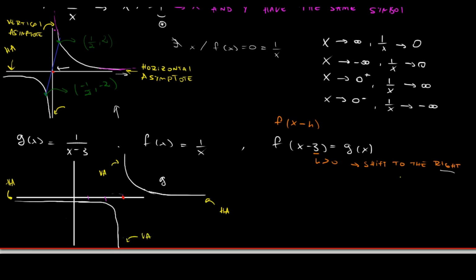But as the shift was towards the right, then the vertical asymptotes were also shifted 3 units. Now the vertical asymptotes are in x equals 3. And this is because g of x will be defined whenever x minus 3 is different than 0. And this is when x is different to 3. So when x equals 3, g of x is not defined. And that is the definition of a vertical asymptote.